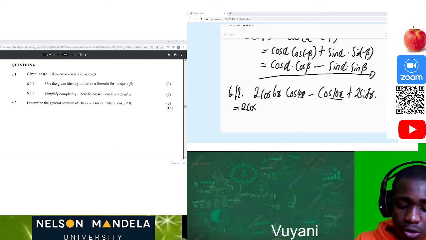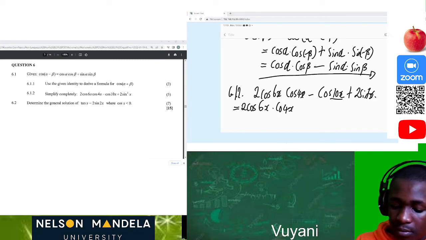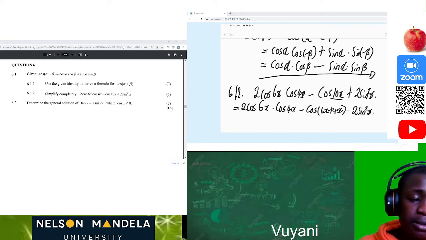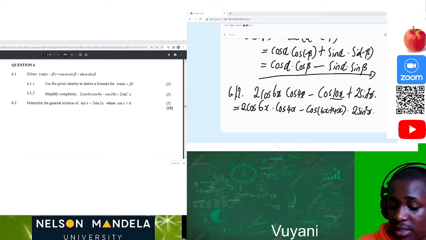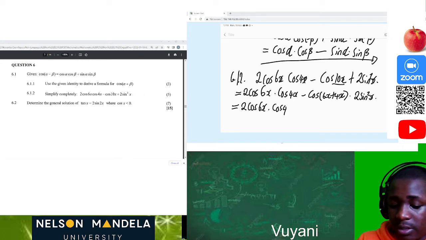So let's write again. 2 cos 6x multiplied by cos of 4x minus cos of 6x plus 4x, that will give us that 10x which we wanted, multiplied by 2 sine squared of x. Okay, that's the first step. Then the next step, now we can actually see that this is a compound angle. So let's expand that. So it's going to be 2 cos of 6x multiplied by cos of 4x minus, now let's put this square bracket because this minus is multiplying both the cos and also 2 sine squared.